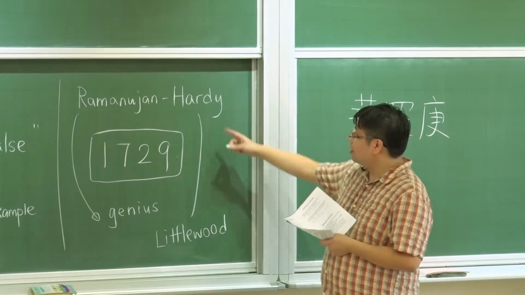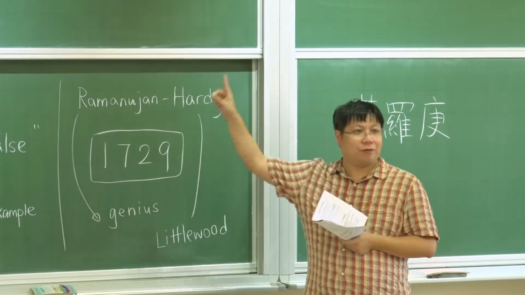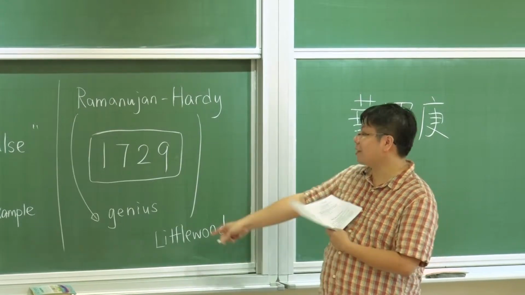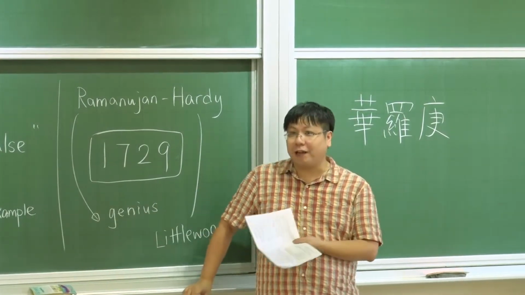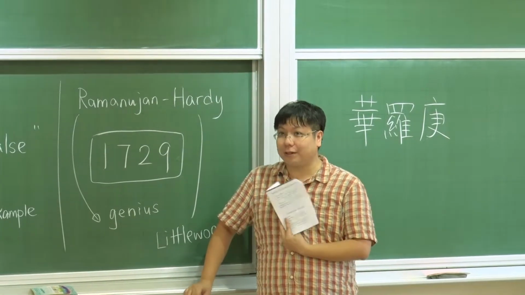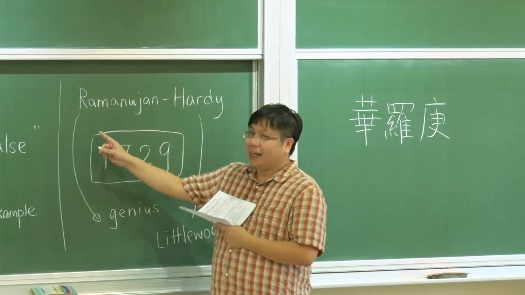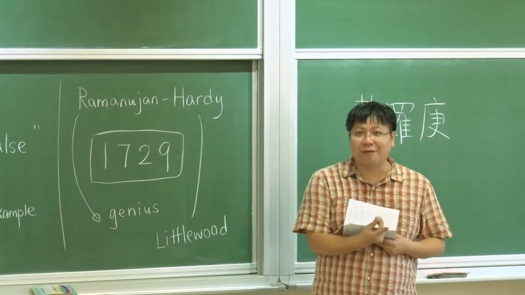So they decided to invite this Ramanujan to visit them from India to England. And it turns out that Ramanujan is a genius. Over his life he produced a lot of formulas, and they are amazing. Now, why is there a number called 1729?